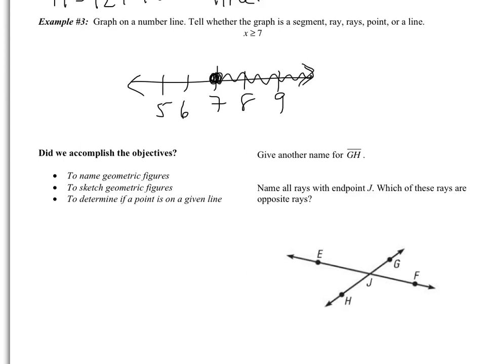So that's my graph. Okay, is this a segment? Well, a segment has 2 definite endpoints. This is not a segment, it only has 1 endpoint. A ray has 1 endpoint, and it continues in the other direction. So this would be a ray.